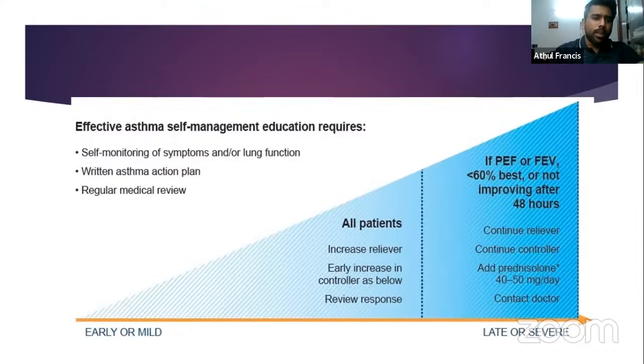Now if the patient is stable, not coming to casualty but to your OPD, saying I have some cough, some breathlessness which has increased, maybe a slight fever, wheezing is there, what are the things you should do? We should always increase the reliever frequency. If we had asked him to use it only once or twice, we can increase it to 3 times. Make an early increase in the controller, and review the response.